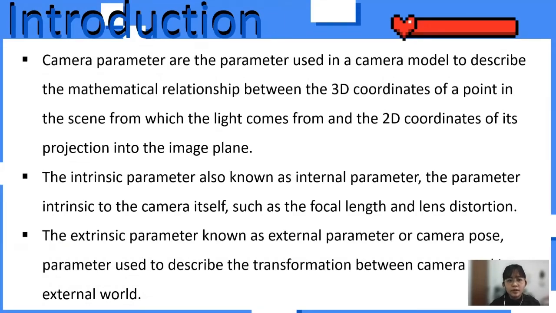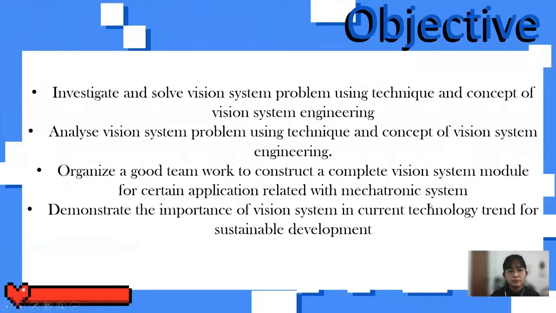Camera parameters are the parameters used in the camera model to describe the mathematical relationship between the 3D coordinate of a point in the scene from which the light comes, and the 2D coordinate of its projection into the image plane. The intrinsic parameters, known as internal parameters, are intrinsic to the camera itself, such as the focal length and lens distortion. The extrinsic parameters, or external parameters or camera pose parameters, are used to describe the transformation between the camera and its external world.